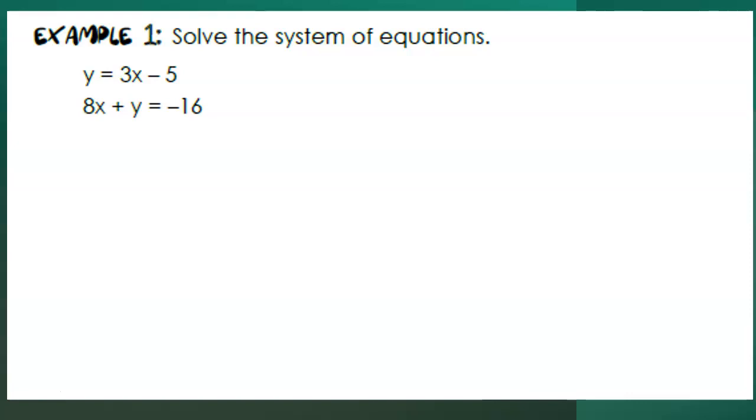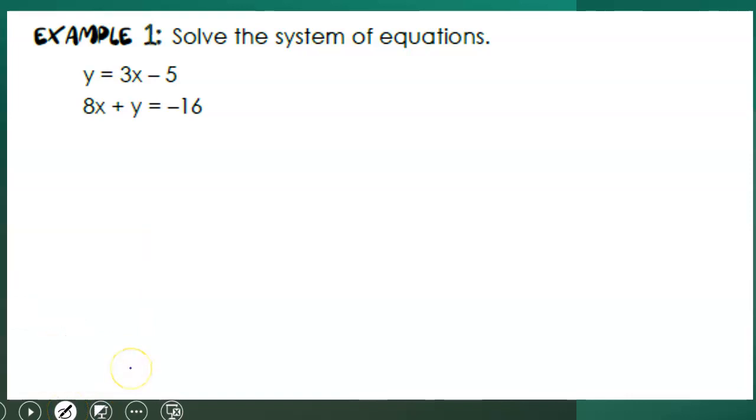So, in our first example, y equals 3x minus 5 and 8x plus y equals negative 16. Before we can substitute, we need to get one of the variables by itself. In this case, that's already done. Y is by itself.